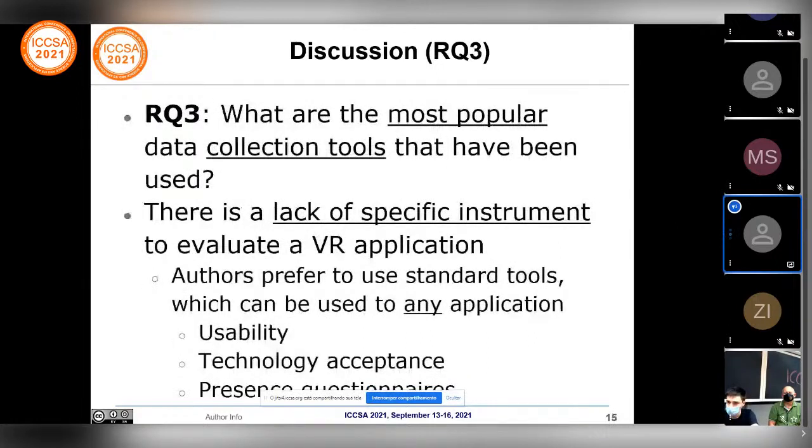Research question 3, we're looking for the most popular data collection tools. Again, there is no specific instrument. The authors prefer to use common tools, that is, tools used to evaluate any application, such as usability, technology acceptance, and presence questionnaires.